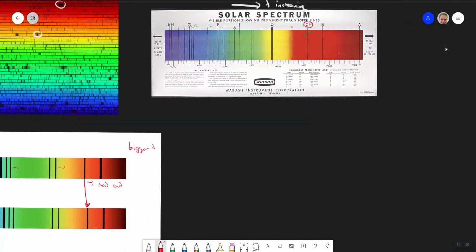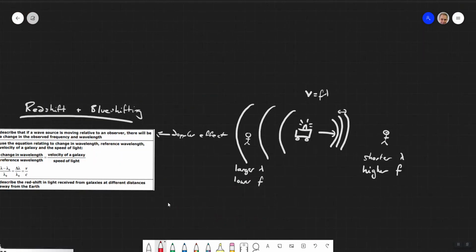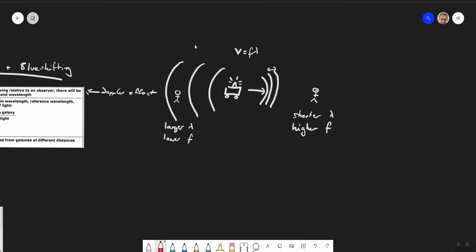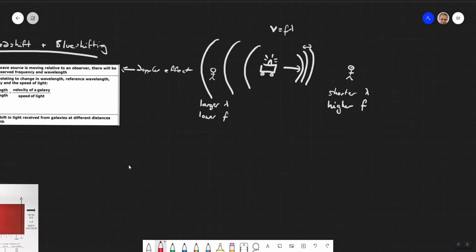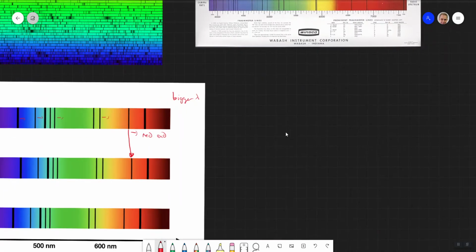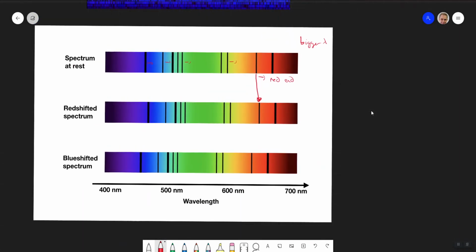The wavelength has increased if this has happened. And if we think about the Doppler effect and our diagram here, that means that we're this person here. This source is moving away from us because the wavelength has gone upwards. And this is what we talk about when things say redshifted. Everything's shifted towards the red end, which means things are moving away.